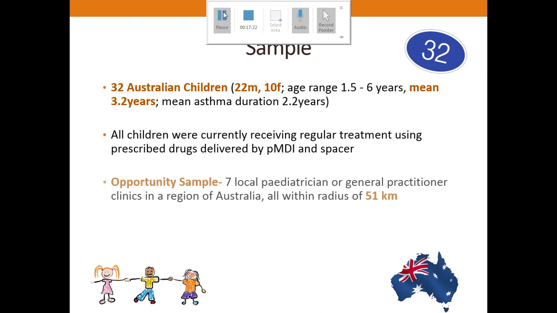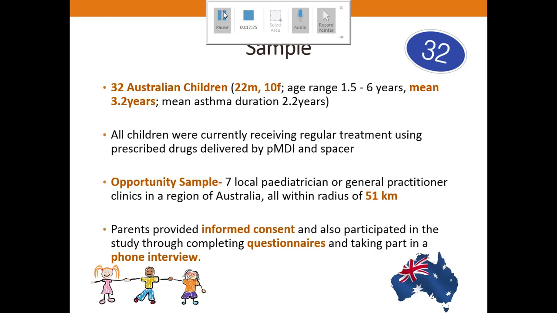Okay, so the sample. You had 32 Australian children, 22 males, 10 females. They ranged from 1.5 to 6 years, and the mean age was 3.2 years. The mean time that they'd had asthma for was 2.2 years. They're factoring that in as well, because remember it said that you would imagine that the longer you've had it for, or the more severe it is, the more you would adhere to it. Or maybe if you've just got asthma, perhaps you don't like it. So they did think about the mean amount of time that they'd had it for, and it was quite a while.